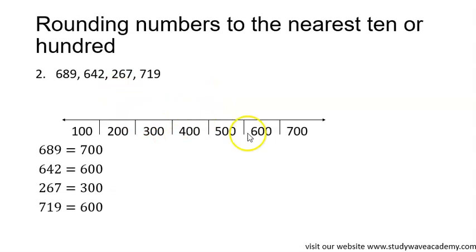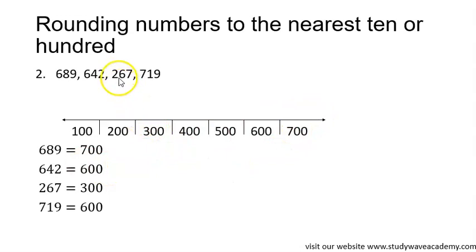Now we have 642. Let's round it to the nearest 100. 642 is still placed between 600 and 700. And 642 is before the 5 mark, right? It's below the 5 mark. So it's placed here. So when rounding 642, it's going to be 600. So 642 is equal to 600, okay?